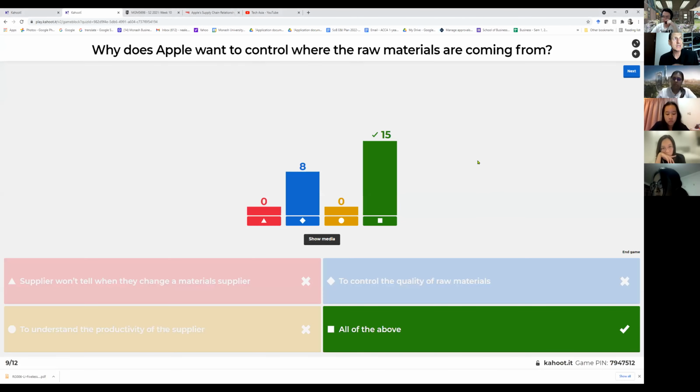Question 10. Why does Apple want to control where raw materials are coming from? They want to control that especially so they can understand the yield of the supplier, they can understand the productivity of the supplier. All right. So if Apple controls the inputs to the supplier, they know the outputs of the suppliers, then they know what the supplier's input to output production ratio is. So therefore, the supplier cannot overstate what their real yield is.